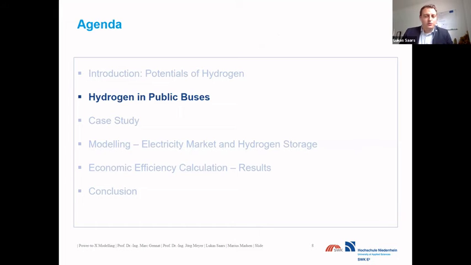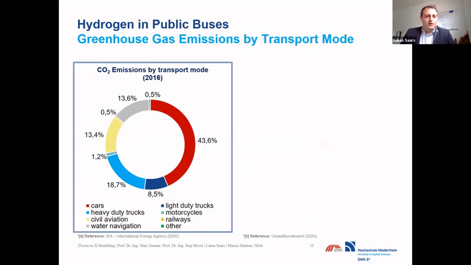Now I would like to look specifically at the use of hydrogen in fuel cell buses. Here you can see the greenhouse gas emissions by transport mode. The graph on the left shows that in addition to cars, a large proportion of carbon dioxide emissions are caused by heavy-duty trucks. Here you can see heavy-duty trucks cause like 18.7% of global carbon dioxide emissions in the transport sector. And this fact illustrates the reduction potential for carbon dioxide emissions in the heavy-duty sector.